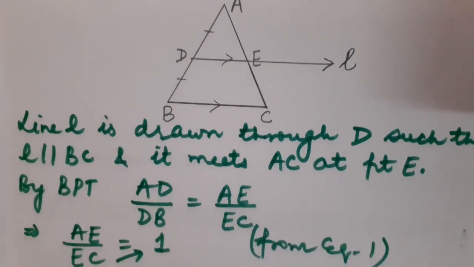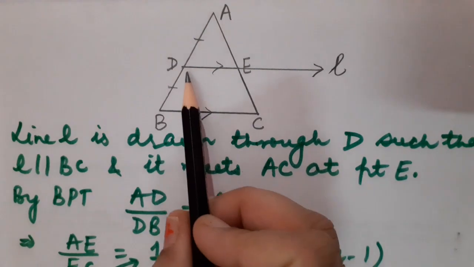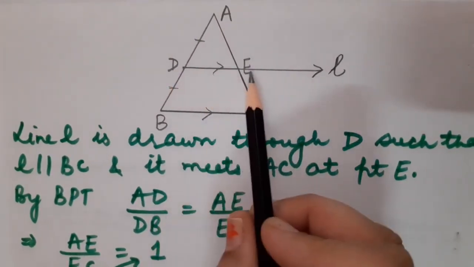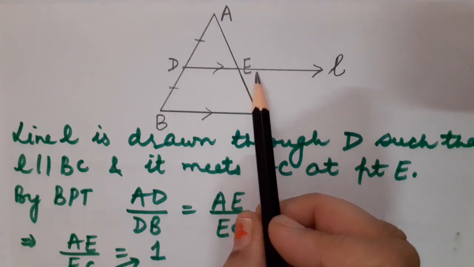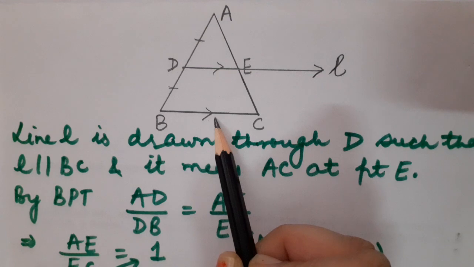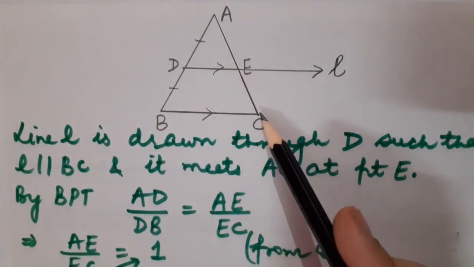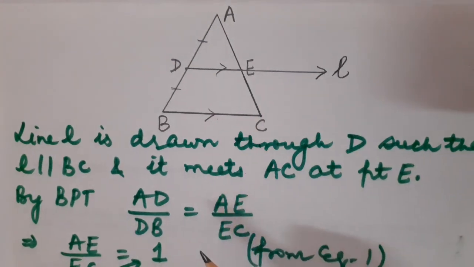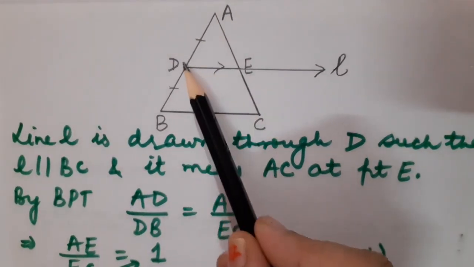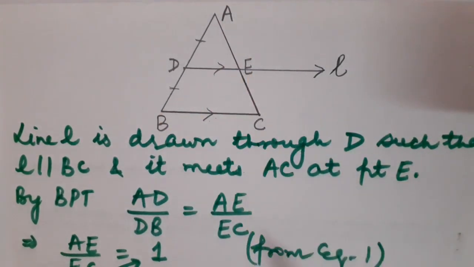Fine, children. Now as you know, in any triangle, whenever there is a line which intersects two sides of the triangle at distinct points and is parallel to the third side, then according to the basic proportionality theorem, the ratio of the other two sides must be equal. So let us apply the basic proportionality theorem. By BPT we can say that AD upon DB must be equal to AE upon EC.